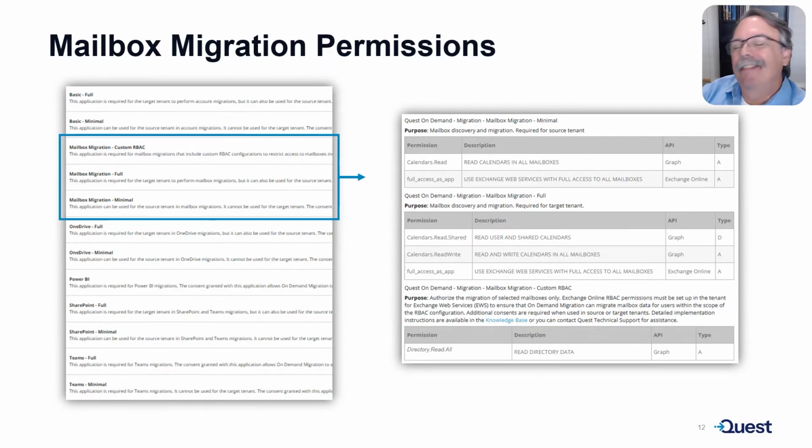Mailbox permissions, we've got 3 of them available. So we have the full and the minimum. We also have a custom RBAC, which I'll be talking about later. That removes the bulk of the permissions from the consent, and then everything is granted by way of native delegation within Exchange using RBAC for applications.